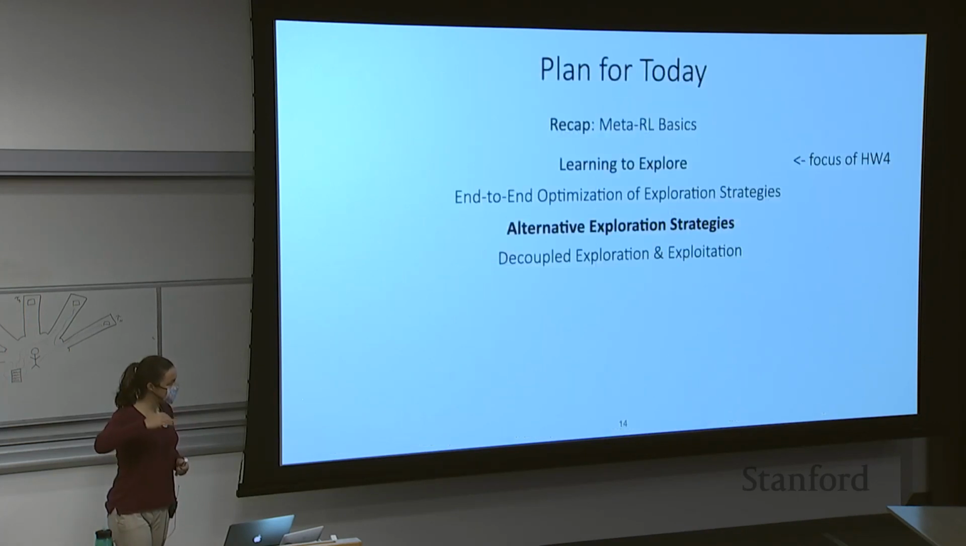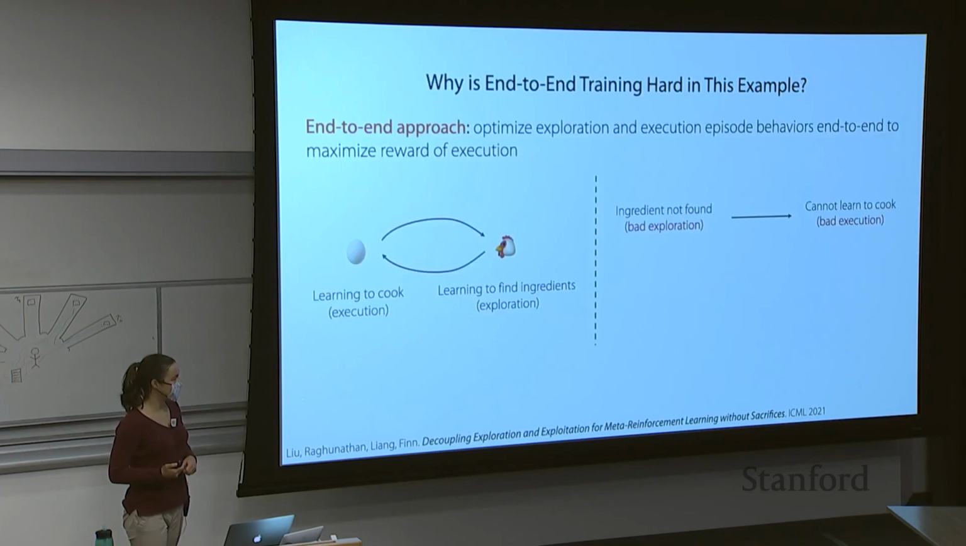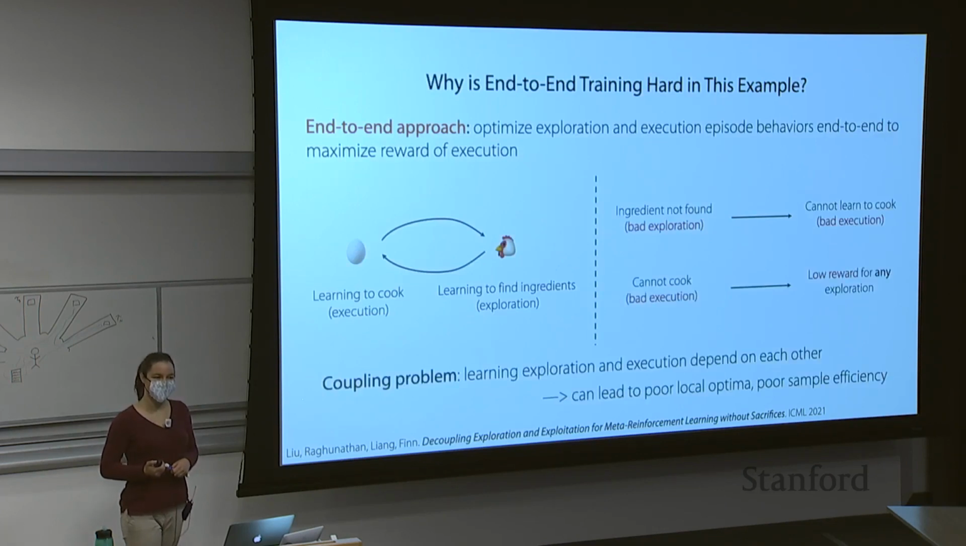In the rest of this lecture, we'll talk about alternative strategies that essentially try to bypass the difficulty of this end-to-end optimization. Do folks understand why end-to-end optimization is hard? Cool. I see nods. Okay.